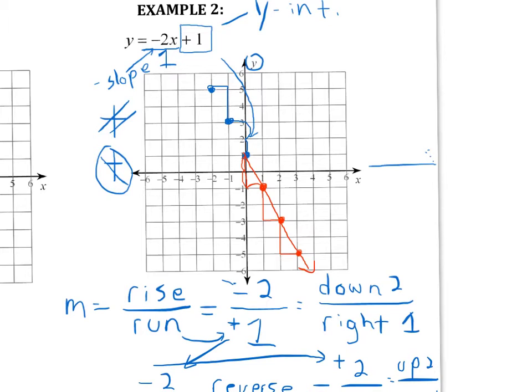Can I go any further? The answer is no, I cannot. Here is your graph. Mine's not going to be straight because it's really hard to draw a straight line on a computer, but you should be using a straight edge for this. Guess what? You just graphed a linear equation.